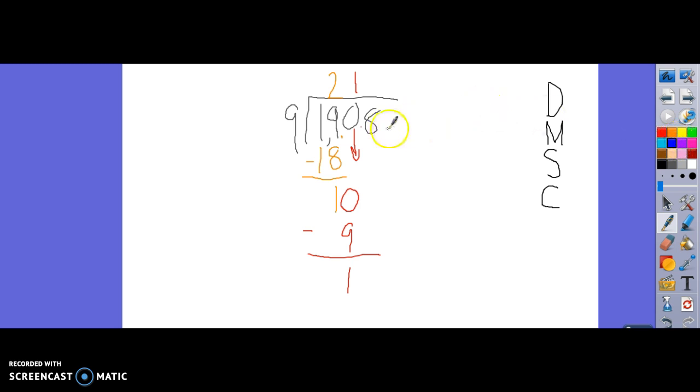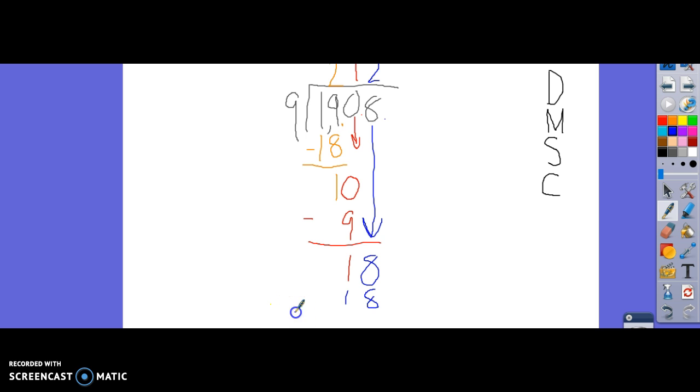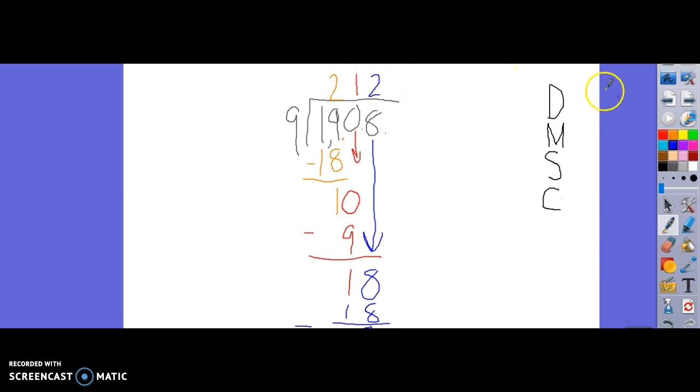Am I done? Nope, because the 8's still up here. Put the stopping point at the 8. Bring down the 8. How many times can I take 18 cupcakes and divide them among 9 people? Twice. 2 times 9 is 18. 18 minus 18 is 0. So my answer is 212.